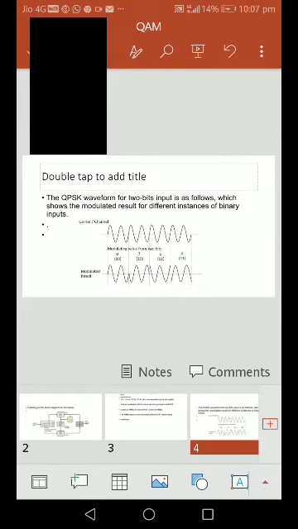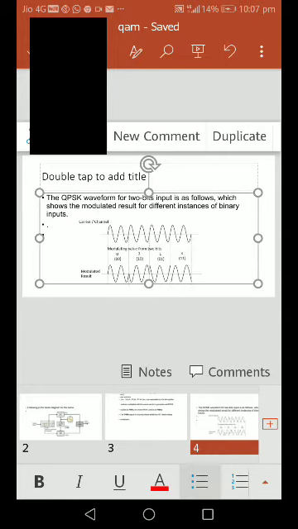We have to see how the QPSK phase shift modulates the bits. We have 2-bit transmission of data. The QPSK waveform with 2-bit inputs is as follows, which shows the modulator results at the different instants of binary inputs. The carrier signal is there, and we take modulating values from 2 bits: 0 0, 0 1, 1 0, 1 1.